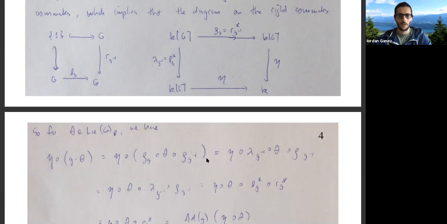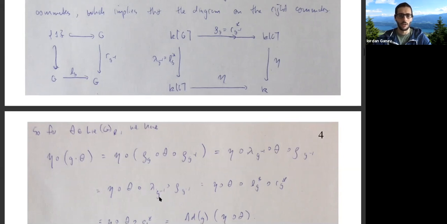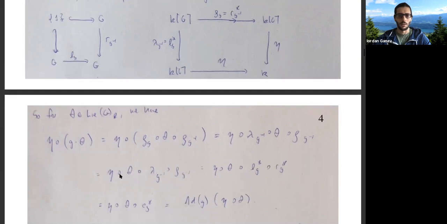And now we drop the parentheses. Because doing rho G and then doing eta is the same as doing L G inverse and then doing eta. So that's how we get this equality. And now we use the fact that theta is left invariant, so it commutes with L G inverse. And so we have it on the other side, which explains this equality.